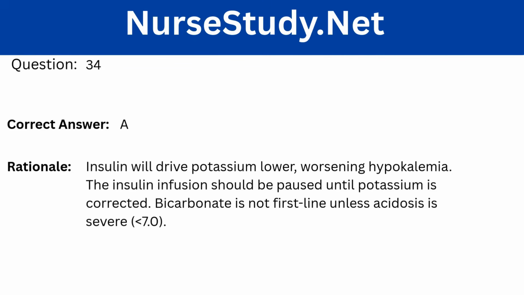Correct answer, A. Rationale. Insulin will drive potassium lower, worsening hypokalemia. The insulin infusion should be paused until potassium is corrected. Bicarbonate is not first line unless acidosis is severe, less than 7.0.